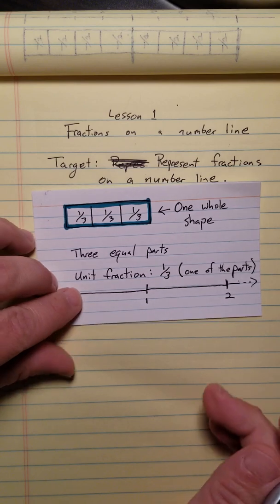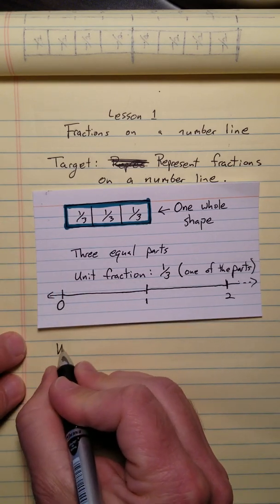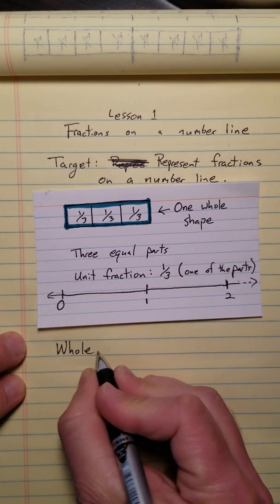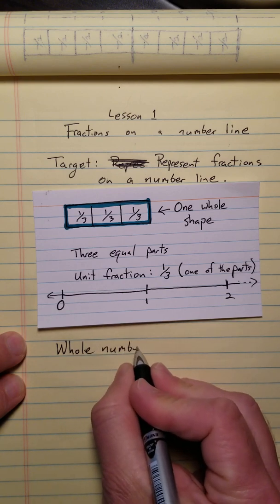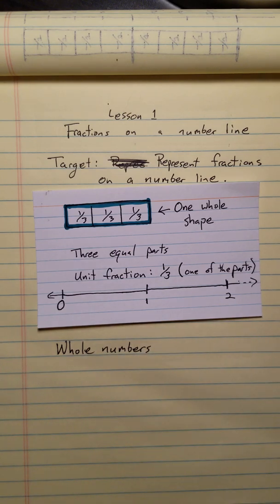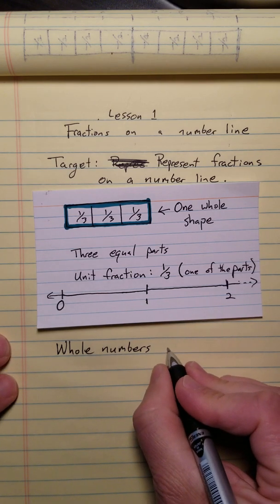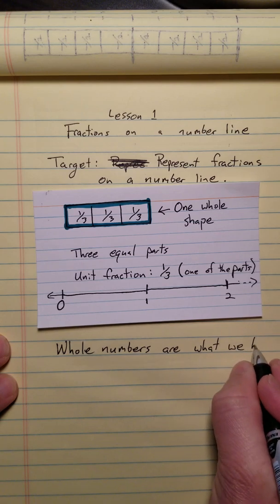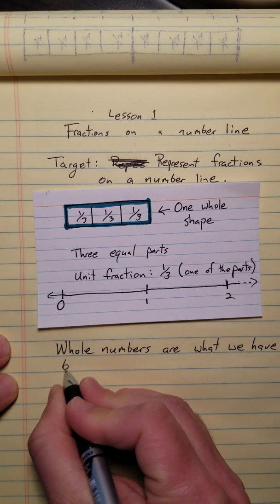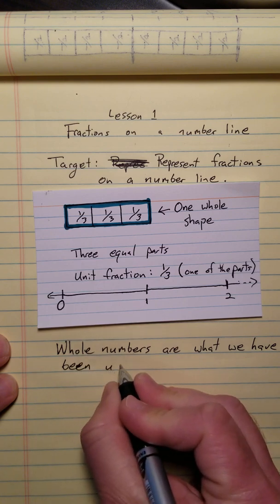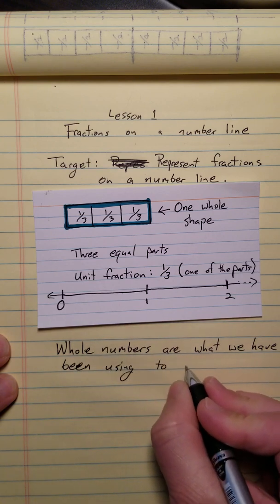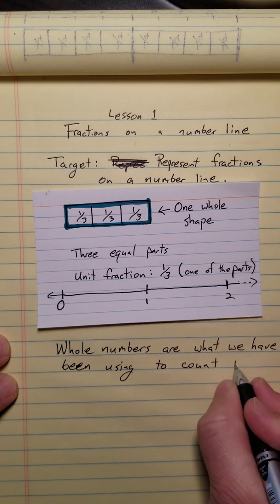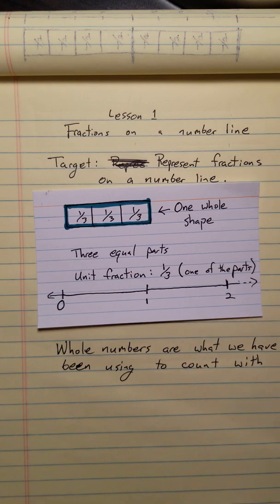Okay, so whole numbers are counting numbers. I'm going to put this right here. Whole numbers. Those are the numbers we use for counting, the numbers we have been using to count with. Okay, 1, 2, 3, 4. That's what's on the number line.